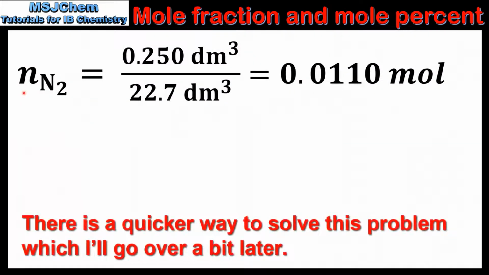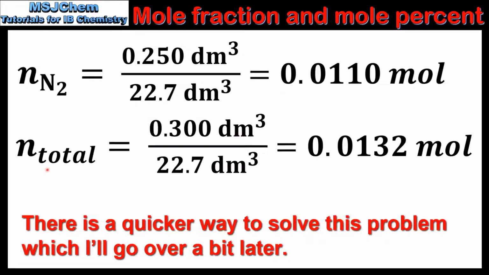The first step is to calculate the amount in moles of nitrogen. To do this, we divide the volume of nitrogen in cubic decimeters by the molar volume of a gas, also in cubic decimeters. And this gives us 0.0110 moles. Next, we find the total amount in moles in the mixture. The total volume is 0.3 cubic decimeters, which we divide by the molar volume of a gas, also in cubic decimeters. And this gives us 0.0132 moles.